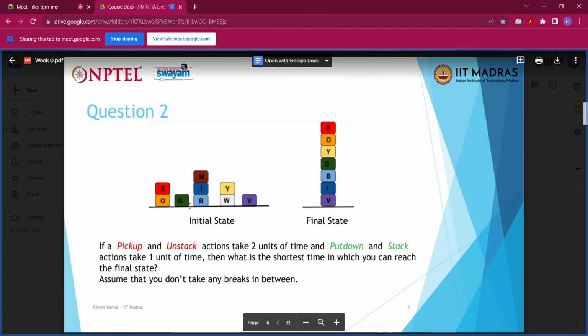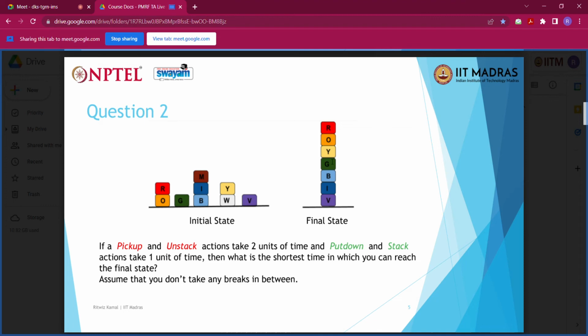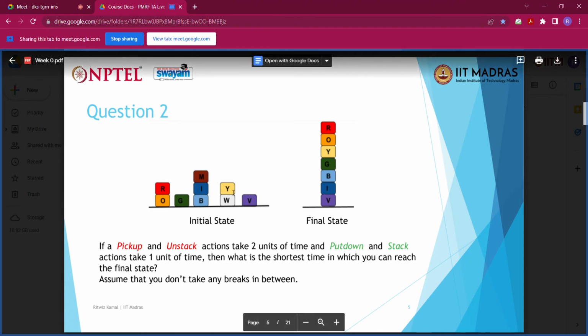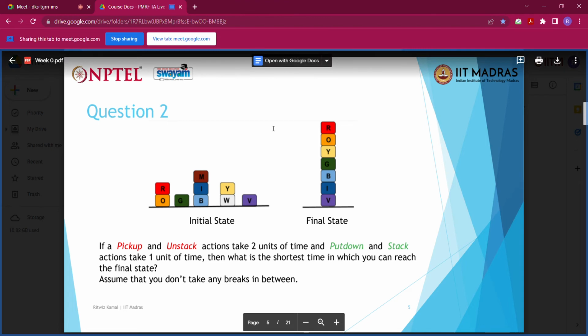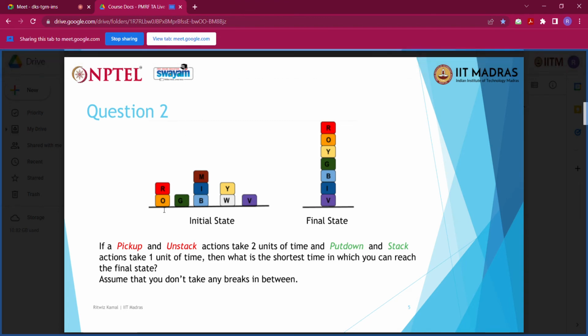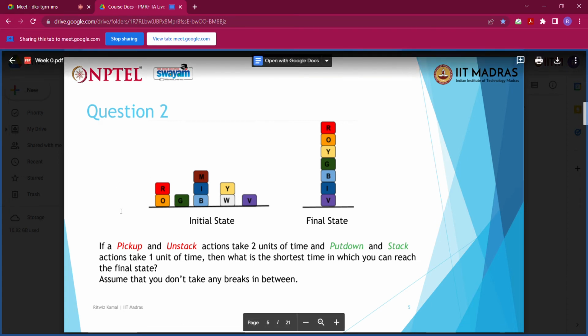We proceed in a similar way. We pick up G and stack G on B. Next we pick up Y. Next we unstack Y from W and then stack Y on top of G. Next, we need to access O. Before that, we unstack R from O and put down R on the table. Then we pick up O and stack it on Y. Next, we pick up R and stack it on top of O. Now we have reached the final state.